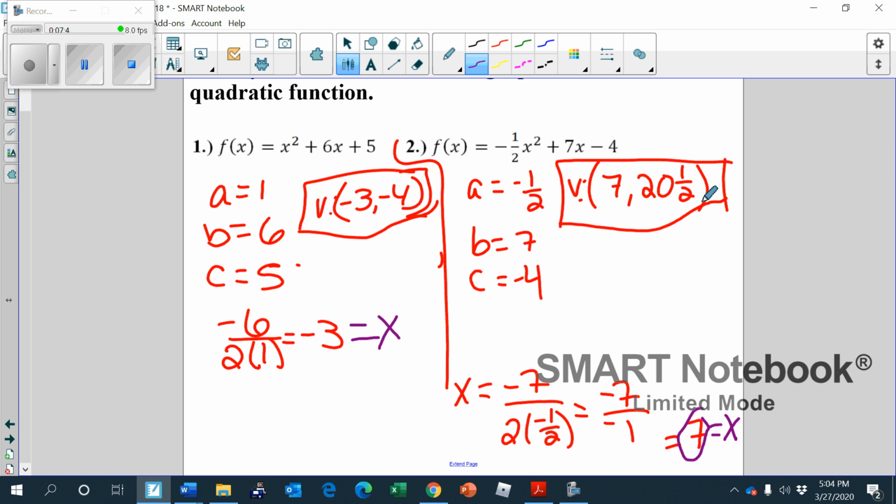Okay, so that's the lesson for today. We're going to ask you to do 1 through 6 on the worksheet. And again, it is just finding the vertex. So it's opposite b over 2a. Plug that in to find the y value, and that is it.